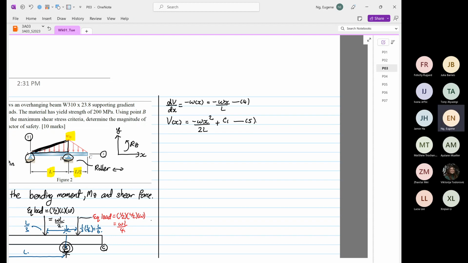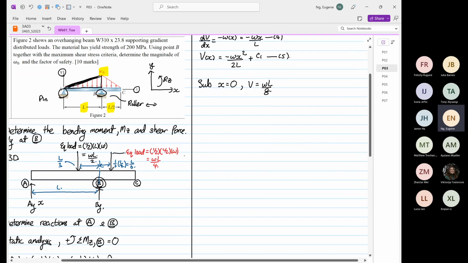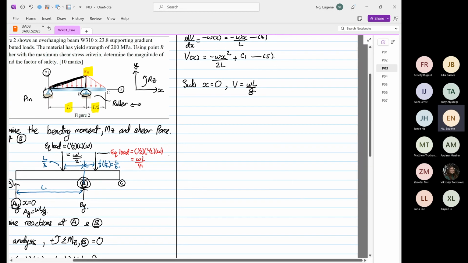The next thing we're going to do is substitute when x is equal to 0, V is equal to omega naught L over 8. Why is that the case? Because when x is equal to 0, which is at point A, A_y, which we have determined already, is equal to omega naught L over 8. So from here, we can determine C1.